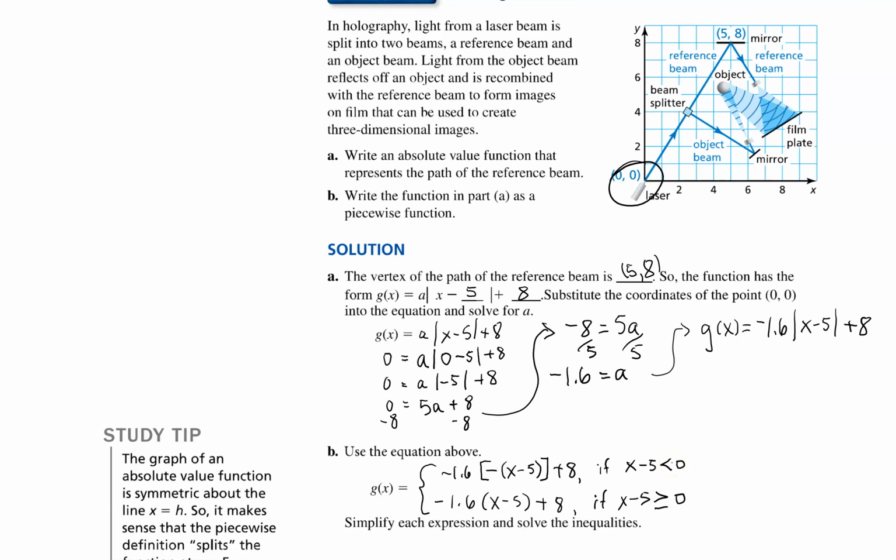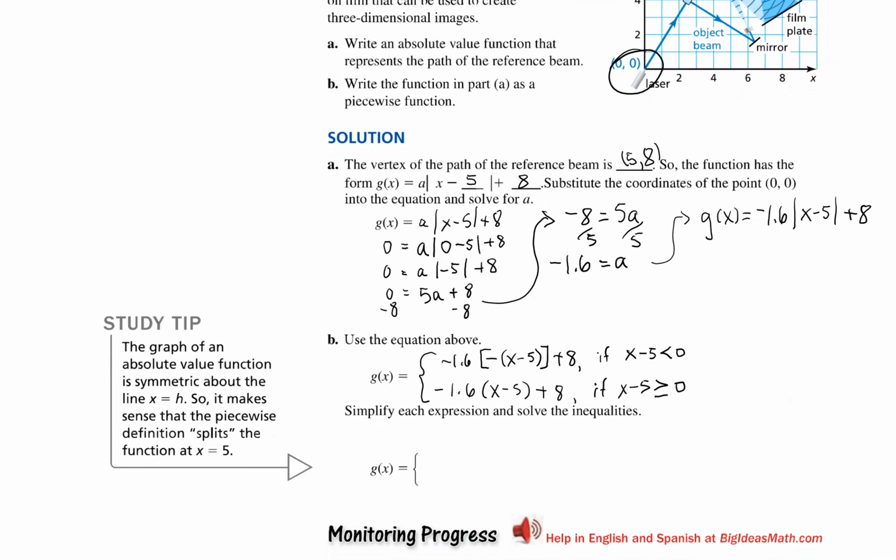Now if we simplify this all down, and I won't go through the process of doing that, I'll leave that up to you, we get the two pieces. The first one, or the top one, being 1.6x if x is less than 5, or negative 1.6x plus 16 if x is greater than or equal to 5.